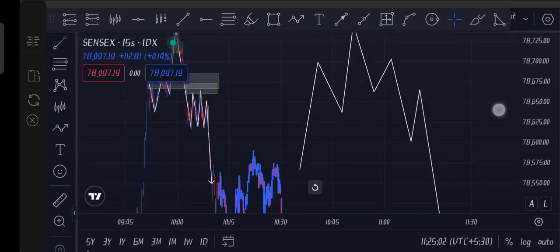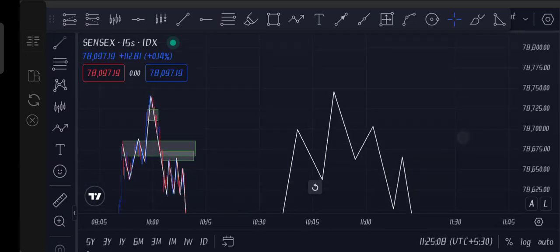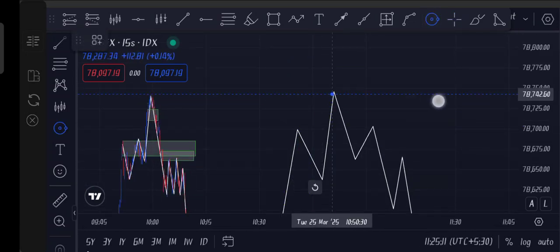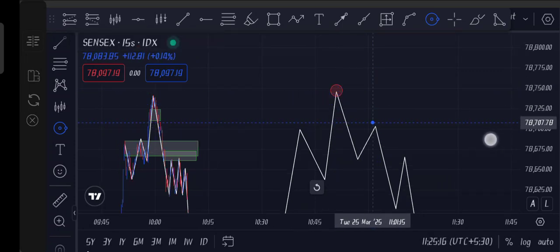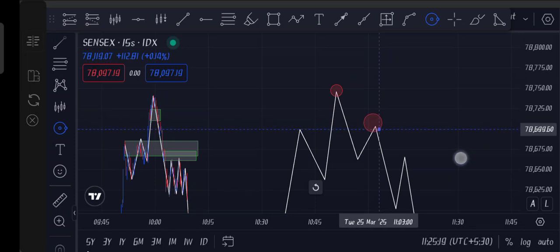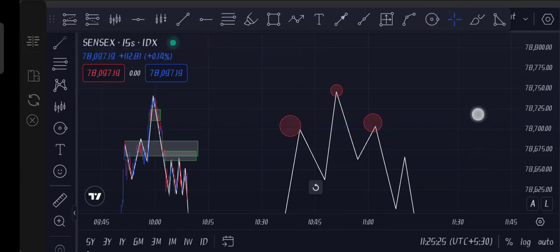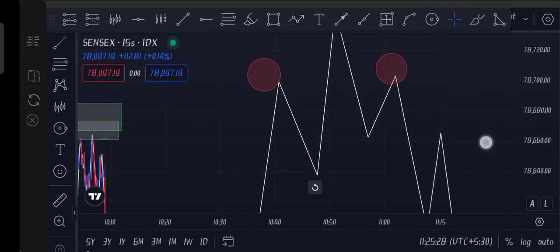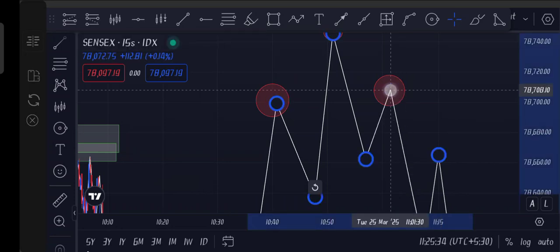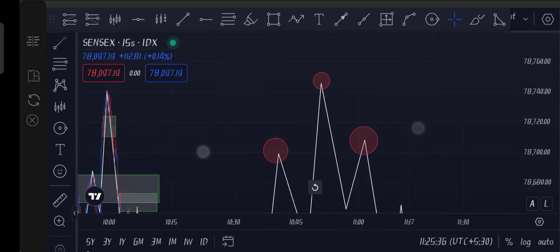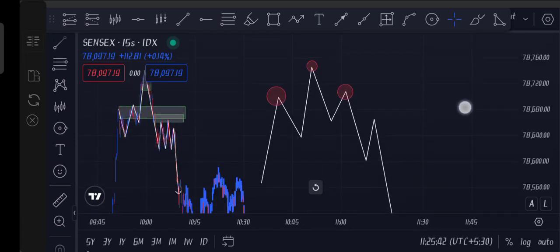Okay, now we'll understand this on the 15-second time frame, and this is a key point. One high, second left shoulder, right shoulder. You can see this clearly now with the red spots: high, low, left side and right side shoulder.